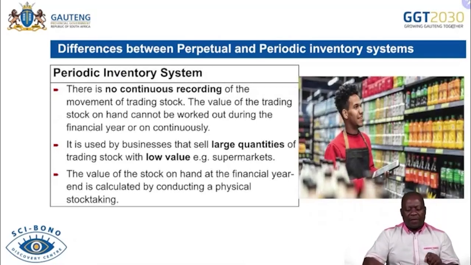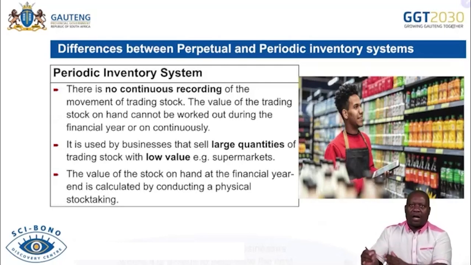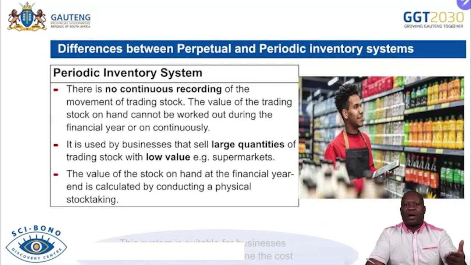Now, this system is suitable for businesses where it is difficult to determine the cost price of individual items on a continuous basis. So that's where we use the periodic inventory system. Please take note. Periodic: physical stock count after a period. Perpetual: continuously calculating or updating our stocks.